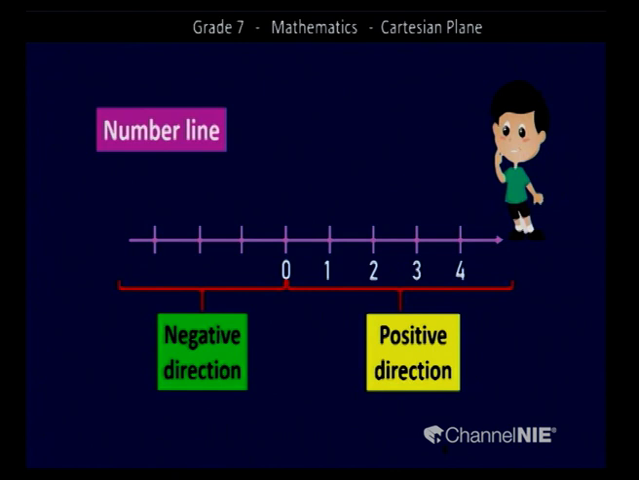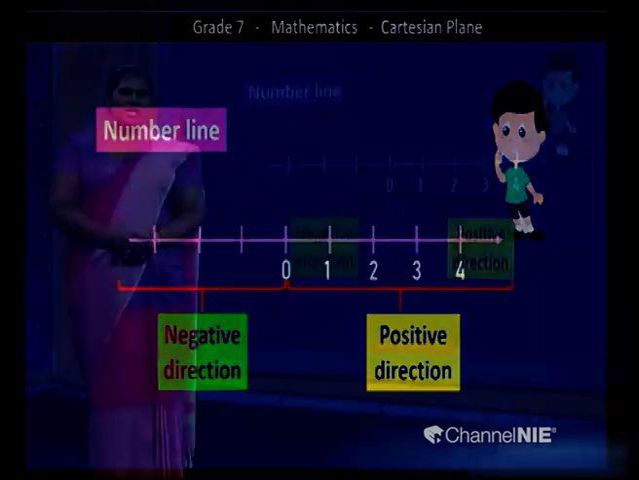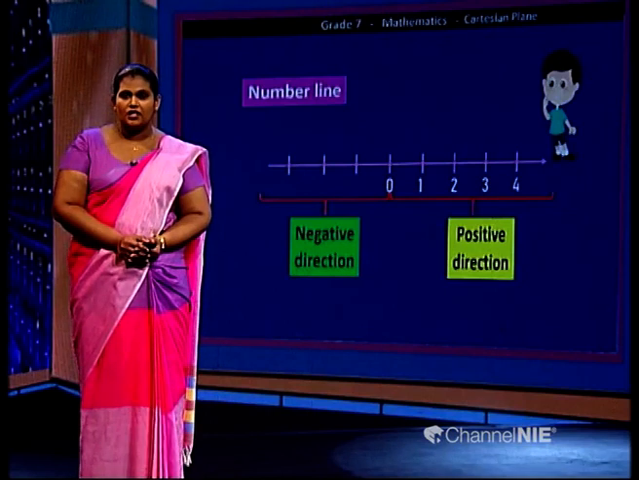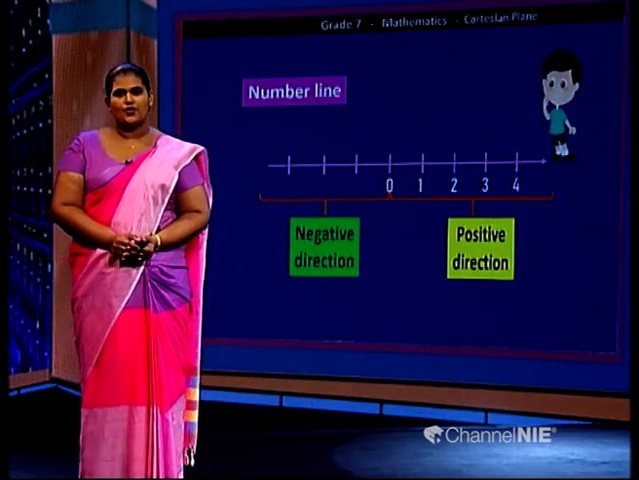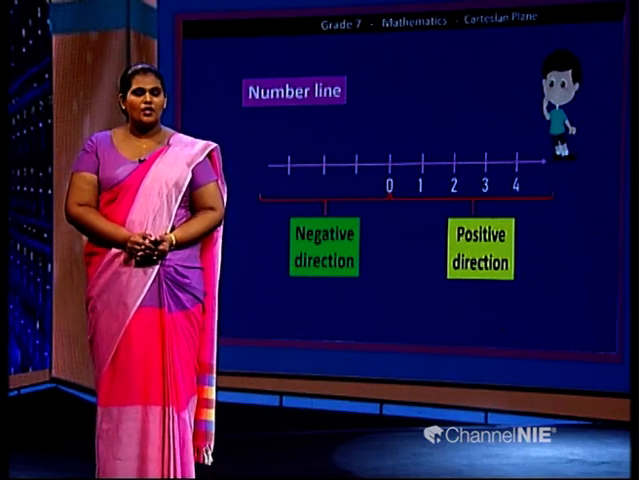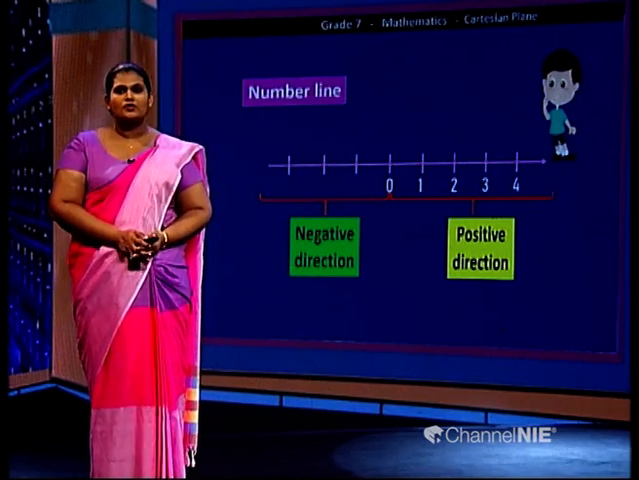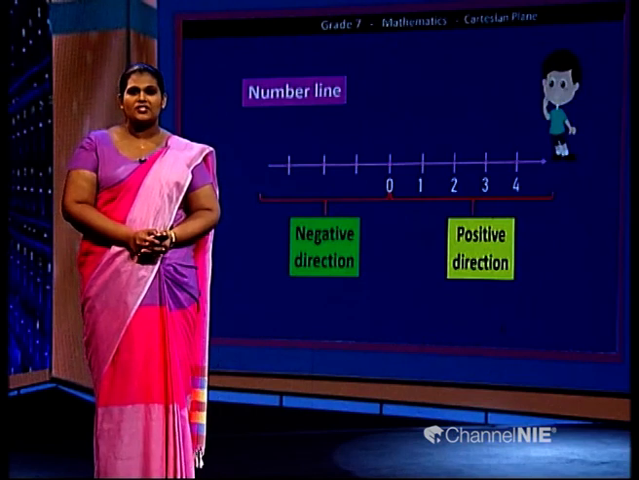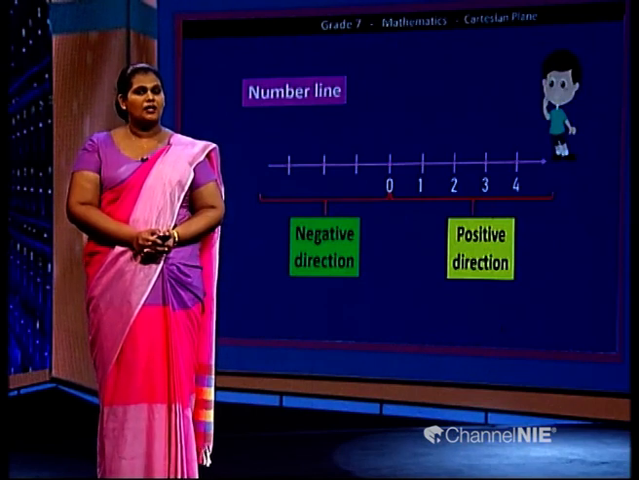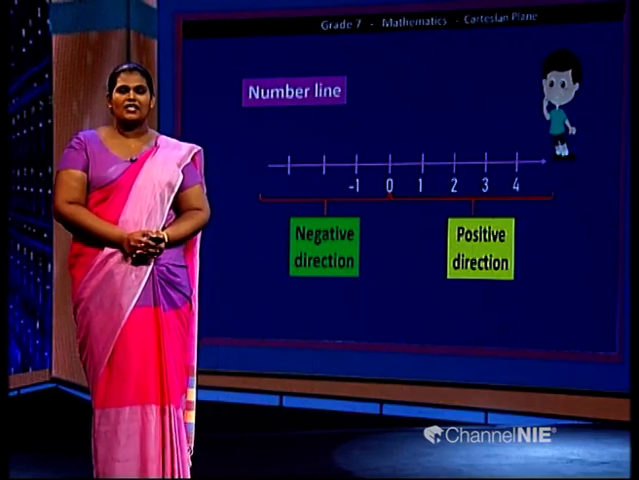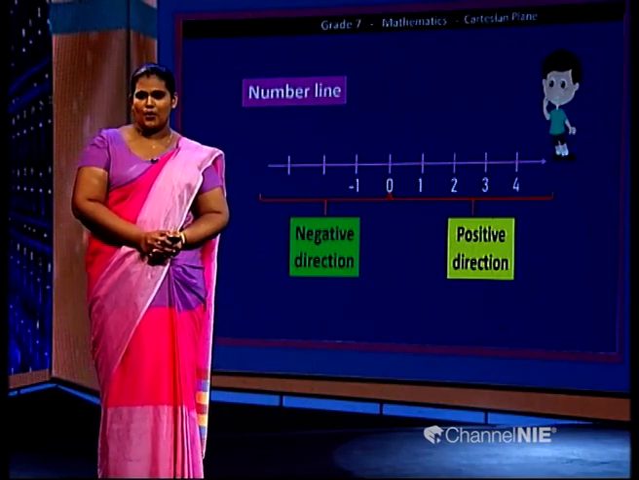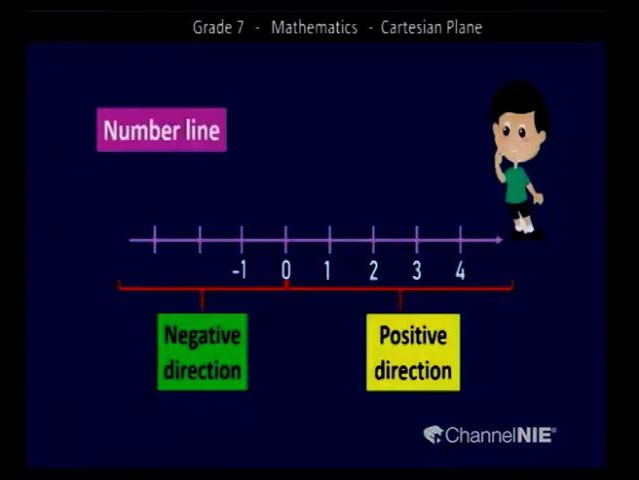Right. Next we will mark negative numbers in the negative direction. As I have mentioned before, numbers in the negative direction should be negative numbers, that means less than 0. Right. So, I am going to deduct 1 unit from 0 to obtain the first negative number to mark on this number line. So, when I deduct 1 from 0, the answer is minus 1.